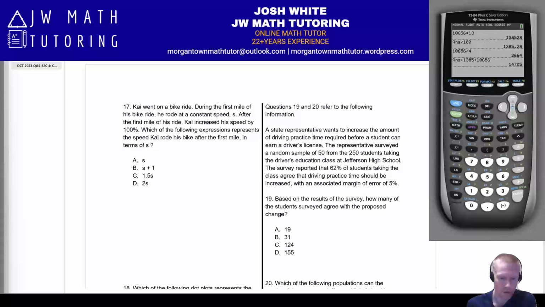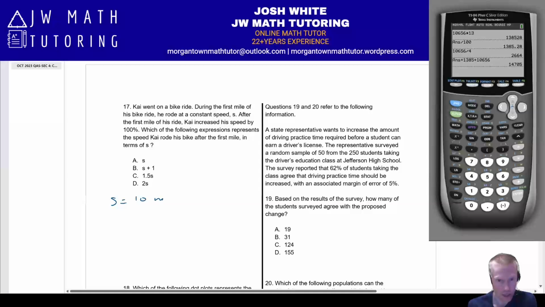Okay, so first I will show you how to do this by picking numbers, and then I'll explain the theory behind it. So let's say during the first mile, his speed S was 10 miles per hour. Then he increased his speed by 100%. That means in the second mile, the speed would now be 20 miles per hour.